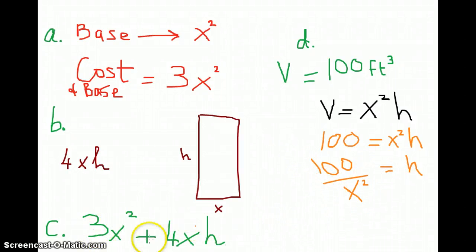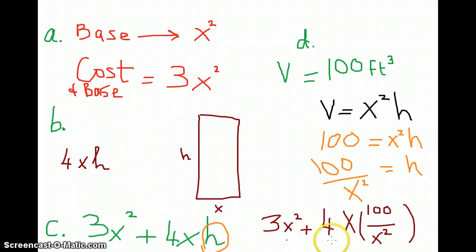Now they want this formula, from question C, in terms of x. So they want us to replace that h. So we can do that: 3x squared plus 4x times 100 over x squared. And then the x here will cancel with one of the x's here, and you'll get 3x squared plus 4 times 100, which is 400 over x, which is the answer in your packet, right? So that's 939. Graph the equation and find the value for x which gives the minimum cost.